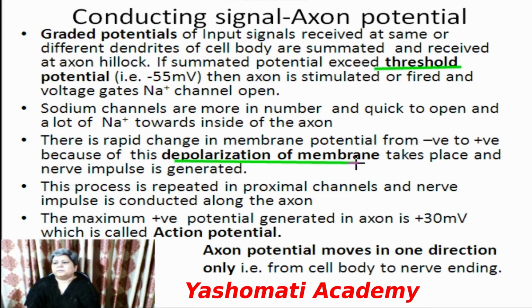Because of this, the potential will increase, but it doesn't increase beyond plus 30 millivolt. So that means plus 30 millivolt is the maximum potential which can happen in the axon, and this potential is called action potential.